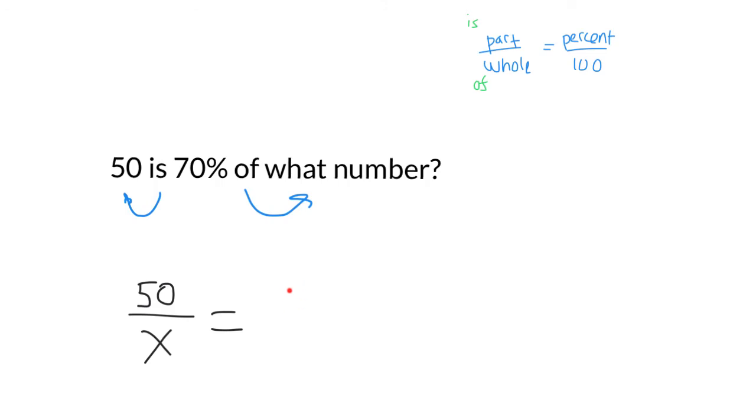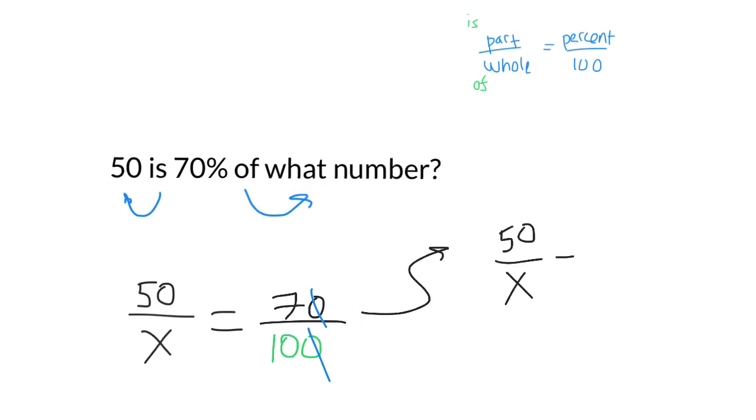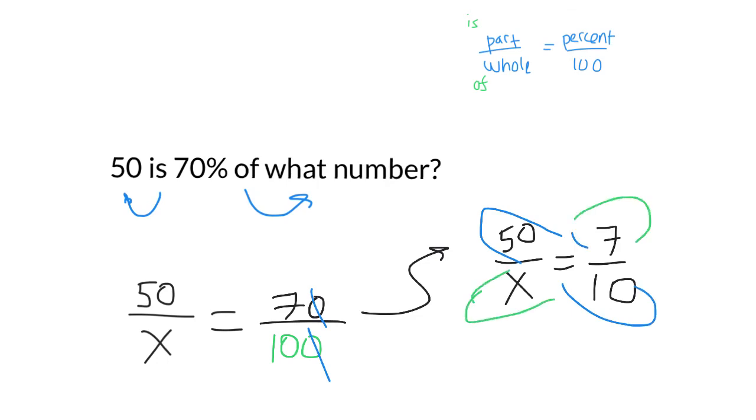And then what goes here? Well, the actual percentage, 70, and that's going to be over what? 100. And then you can make your darn life easier: chop off the zeros. I'll rewrite it over here this time. We're going to have 50 over x equals 7 over 10. Cross multiply. And then we end up with 500 equals 7x.